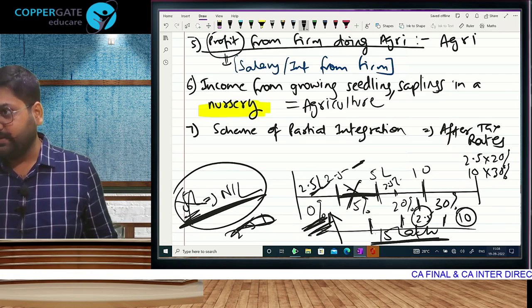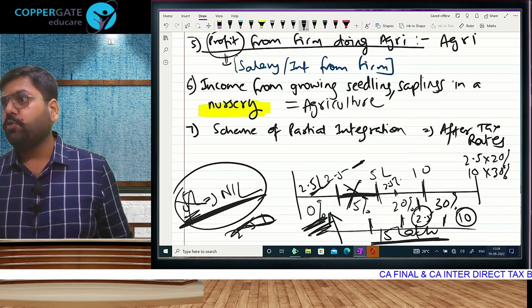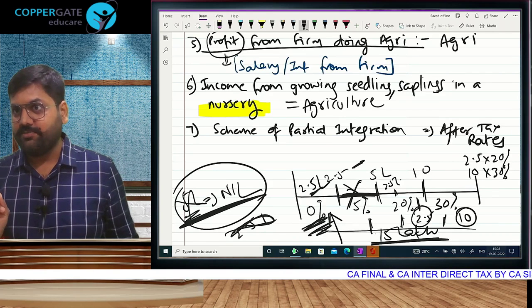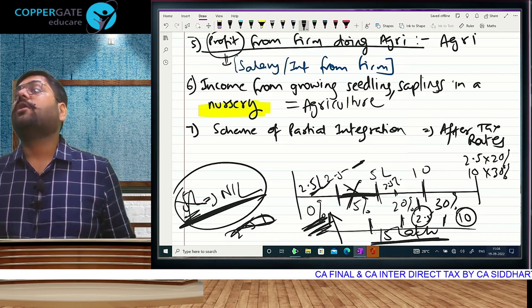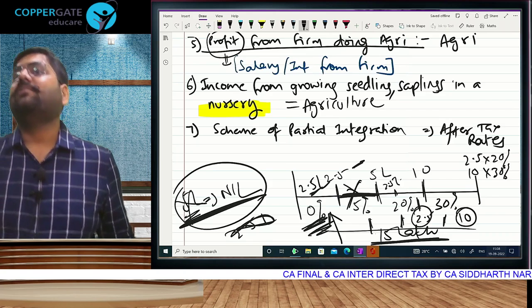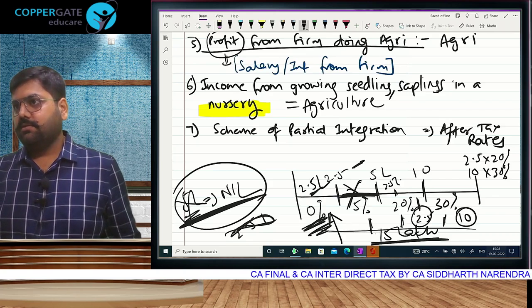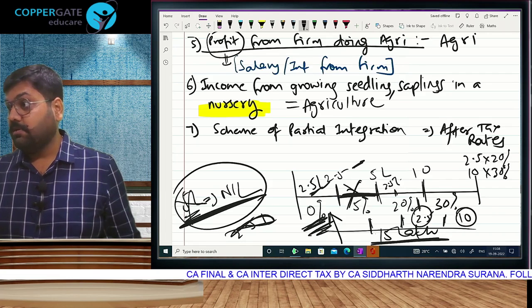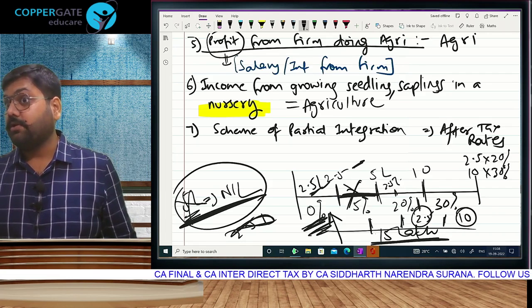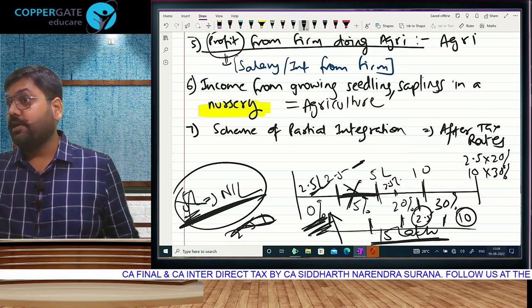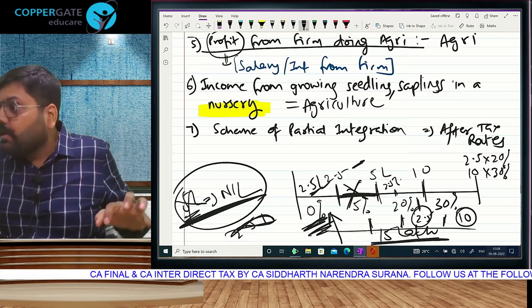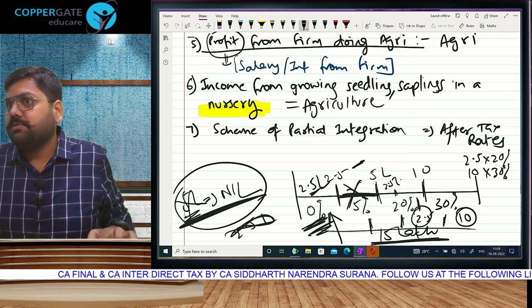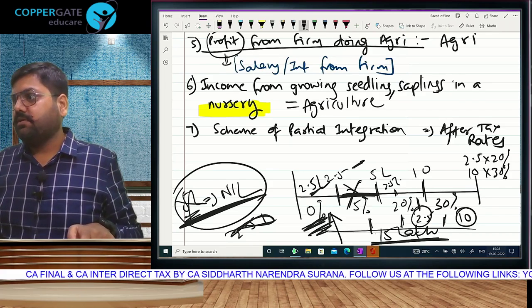Scheme of partial integration is where you have agriculture income on which you are taking exemption. Then your other income will be taxed at higher rates. We don't want tax on agriculture income. We are not taxing your agriculture income. It is only being used to exhaust your slabs. We are not calculating any tax on that.